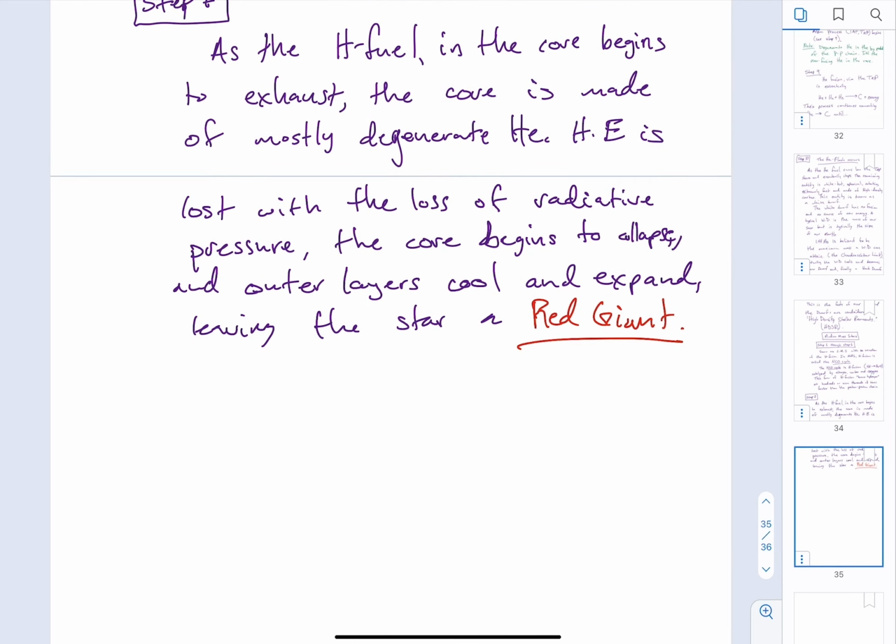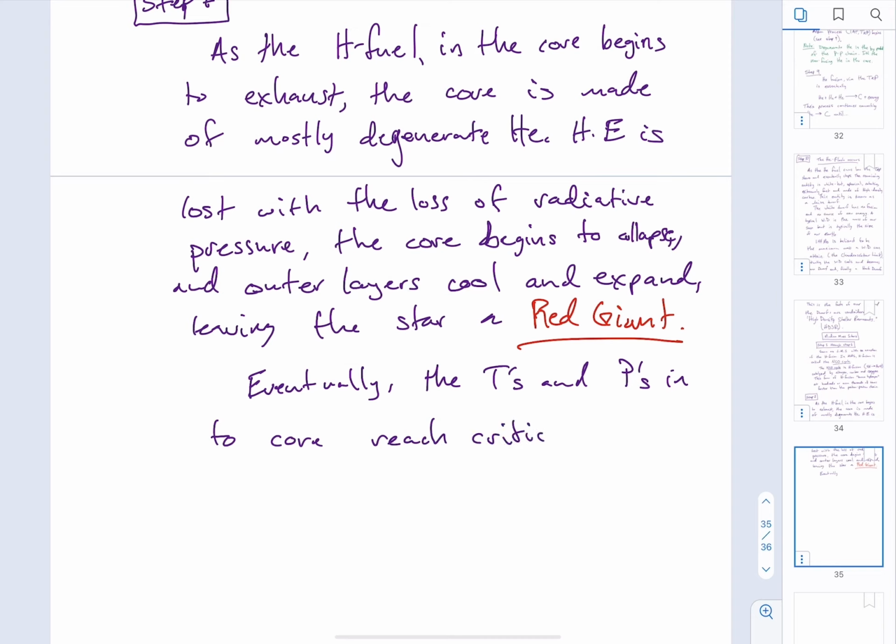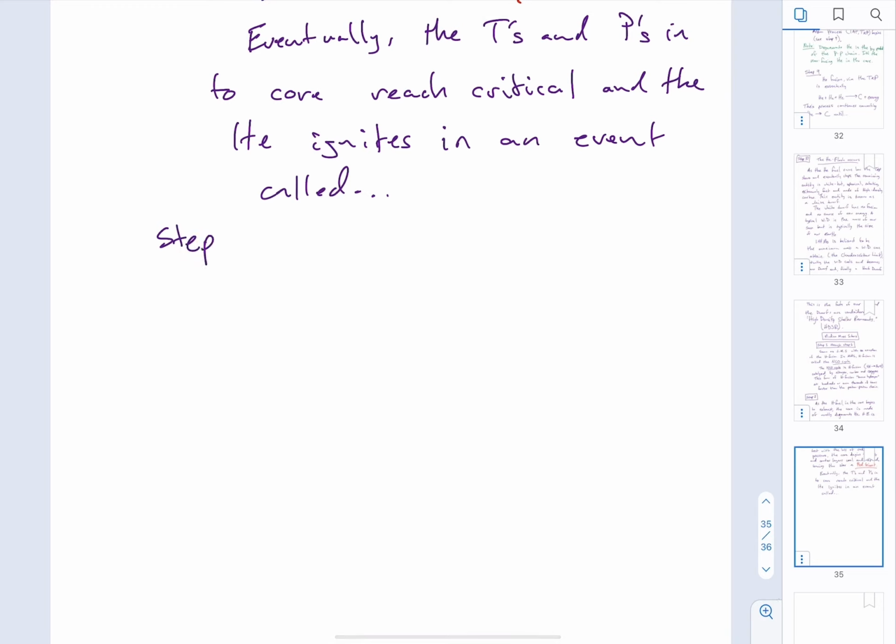So the collapse will continue, but eventually the temperatures and pressures will reach critical. The helium will ignite in an event called, of course, step 8, the helium flash.